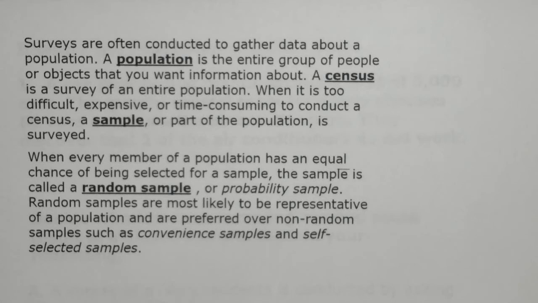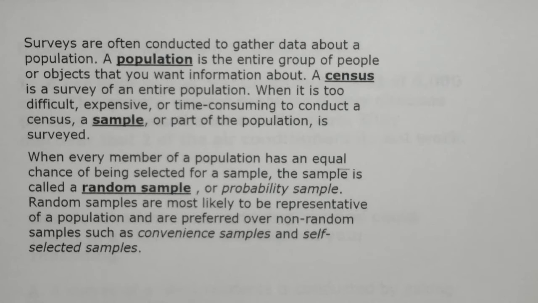Our surveys are conducted to gather data on a population, and we need to understand what these vocabulary words mean. A population is the entire group of people or objects that you want information about. So population is the entire group. A census is a survey of an entire population. That means every single person in the population is asked to complete the survey. Now, this is difficult, expensive, and takes a lot of time. So what we do is we want to take a sample. A sample is part of the population.